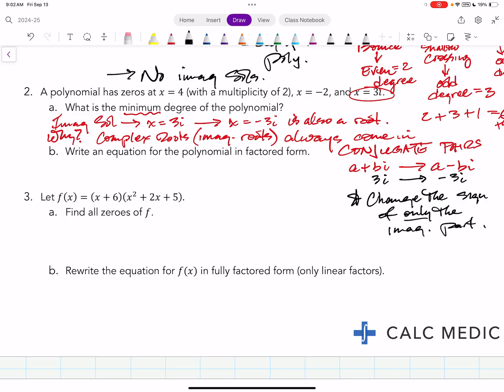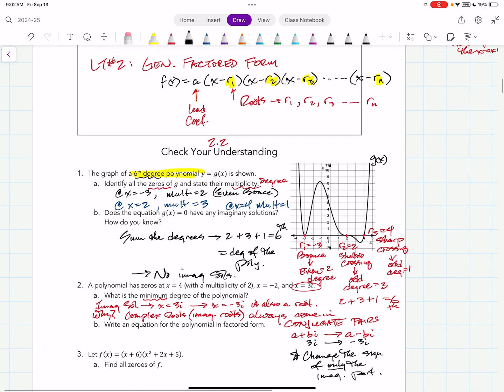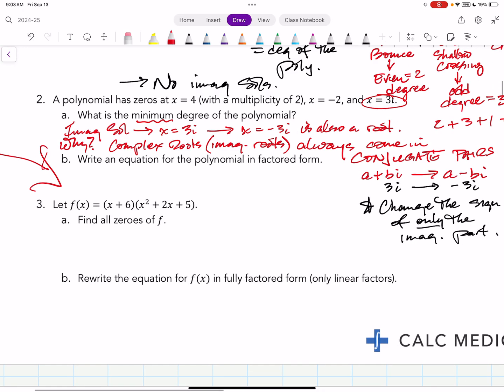And then it says write an equation in factored form. So here's where your factored form comes in. At the very top of the screen, we have general factored form. What you want to do is take this factored form and apply it to this one right here. So let's go for it. We've got the roots, and let's write it here.